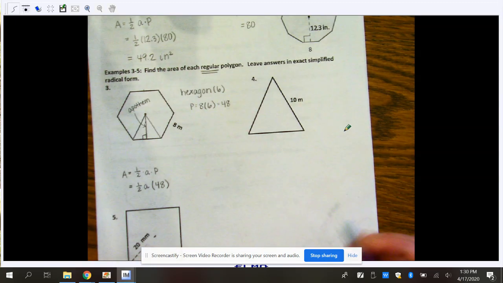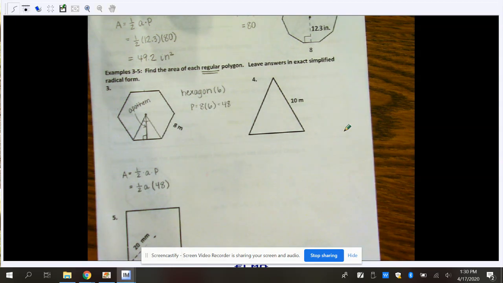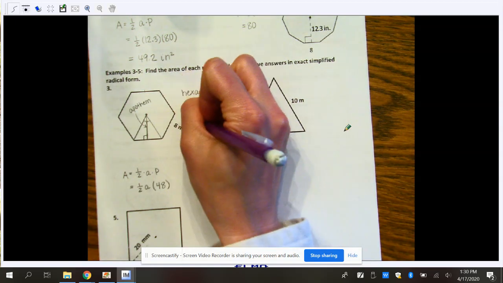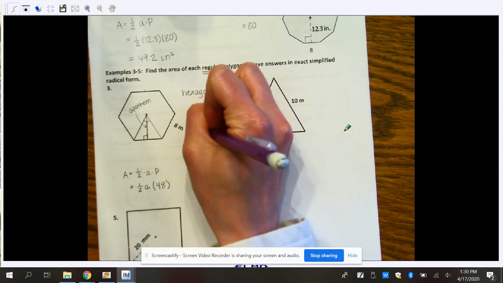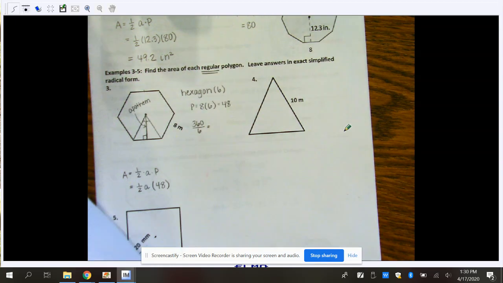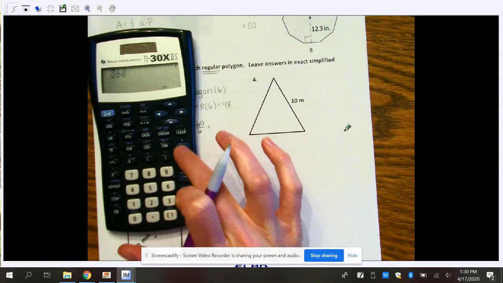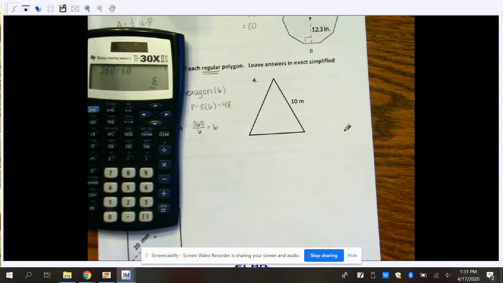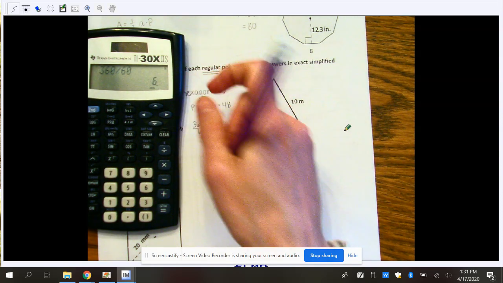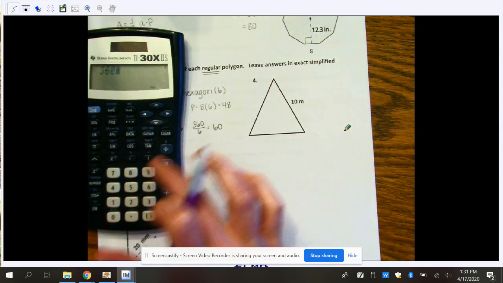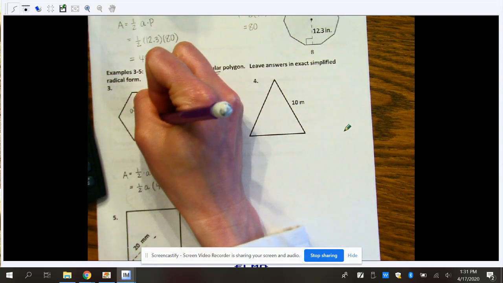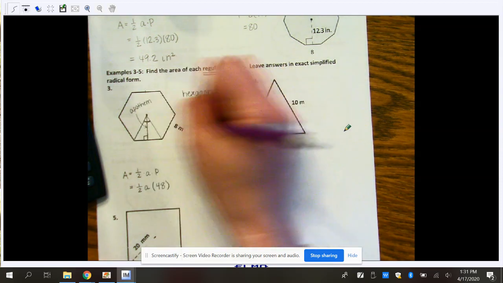Okay, all right, so I'm going to start by figuring out what the measure of this entire angle is. Then I can cut that in half to figure out this right here. So if I take 360 divided by the 6 central angles that are formed, I get 60. So 360 divided by 6 is 60. All right, so this whole angle then is 60 degrees.